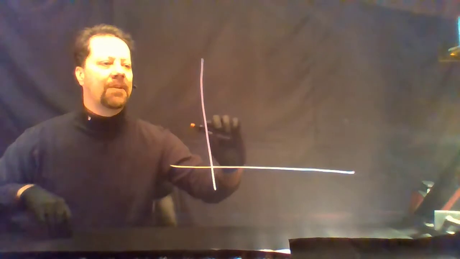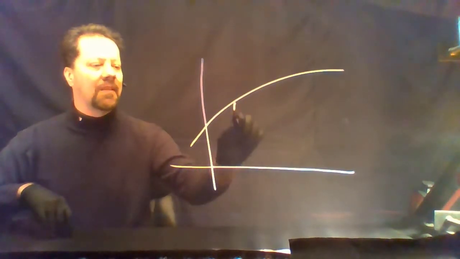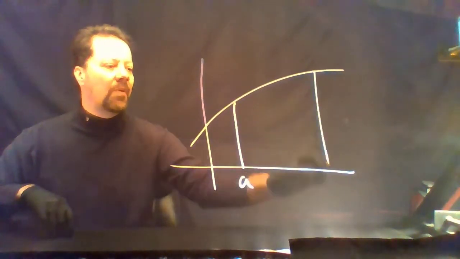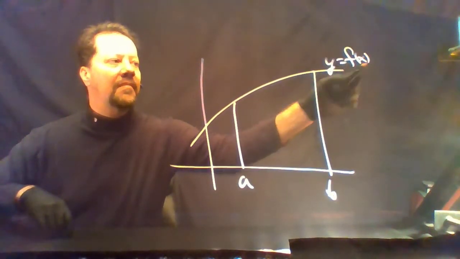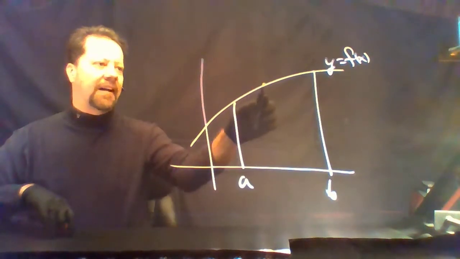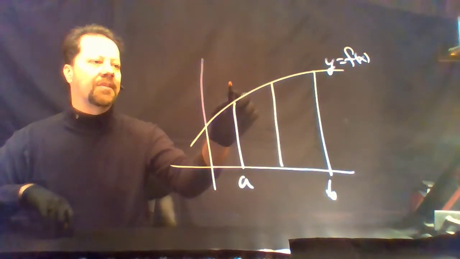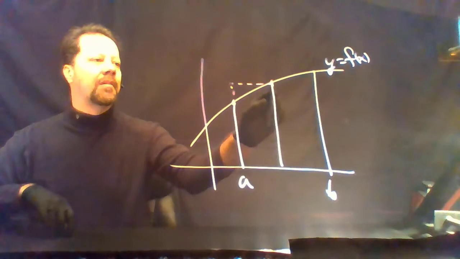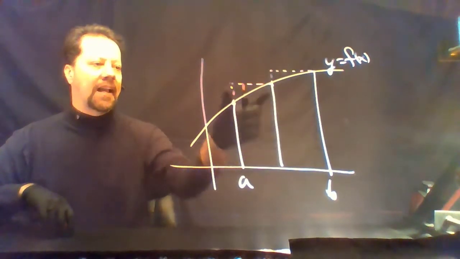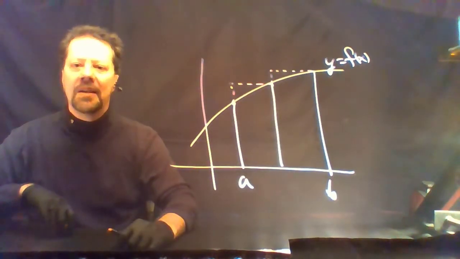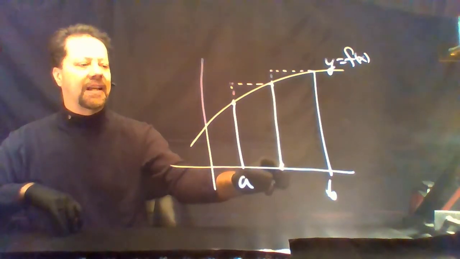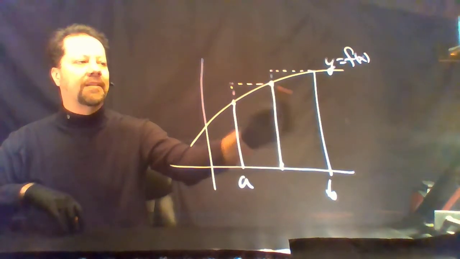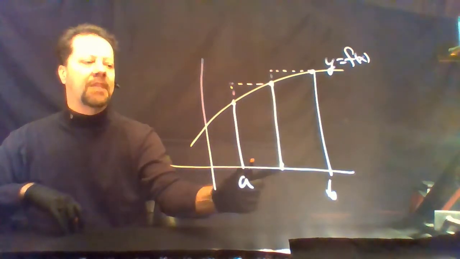Here's another idea. Suppose we have some function like this, and we want to find the area of the undergraph. Let's divide this up into pieces and approximate the areas of the pieces by rectangles. Here, we're measuring the height of the rectangle at the right-hand endpoint of these little subintervals.